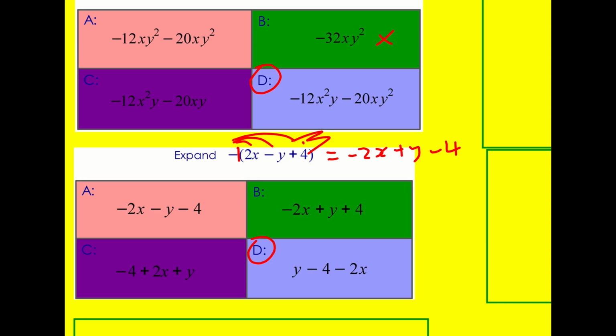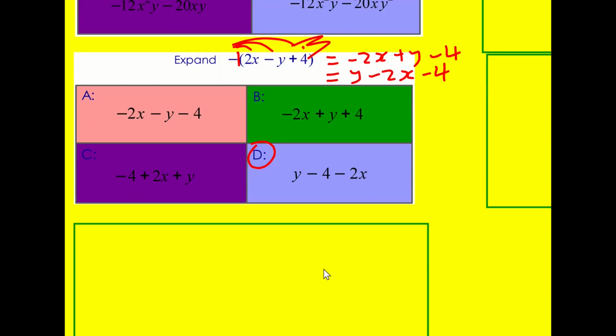They've actually often, when you have an expression like this, you try and write the positive terms first. So y, and then minus 2x and minus 4. They've written the minus 4 before. But anyway, that's the answer. Hopefully, you're feeling confident about this.